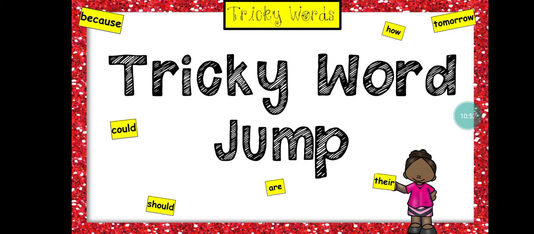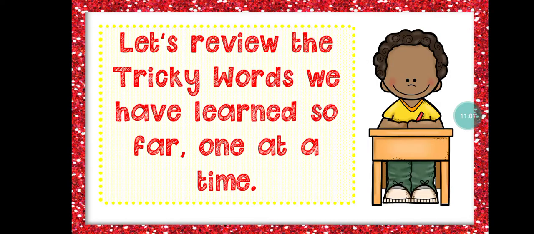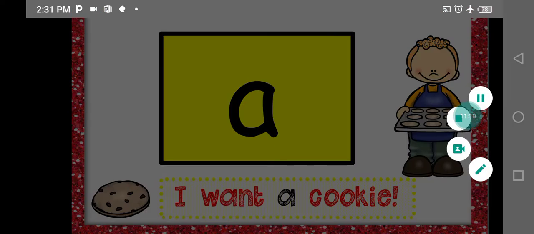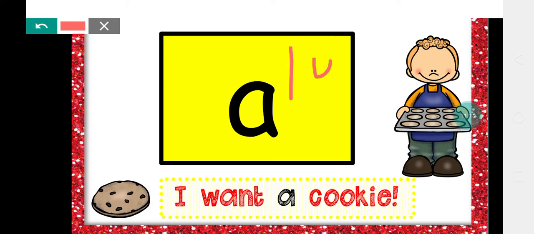Okay, now it's time to review our tricky words. It's called tricky word jump. It's time to review all the tricky words that we've learned so far. So we are going to take them one at a time. The first one is tricky word or, which is segmented as or. Okay, I'm going to be very fast. We've learned all these tricky words before, so I just want to briefly review them. This is tricky word or, and that is how it is segmented.